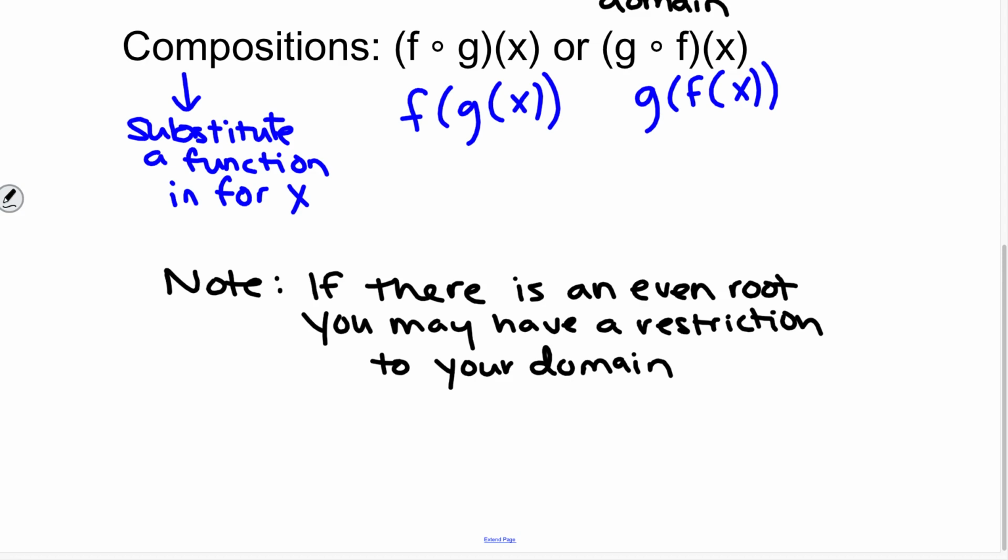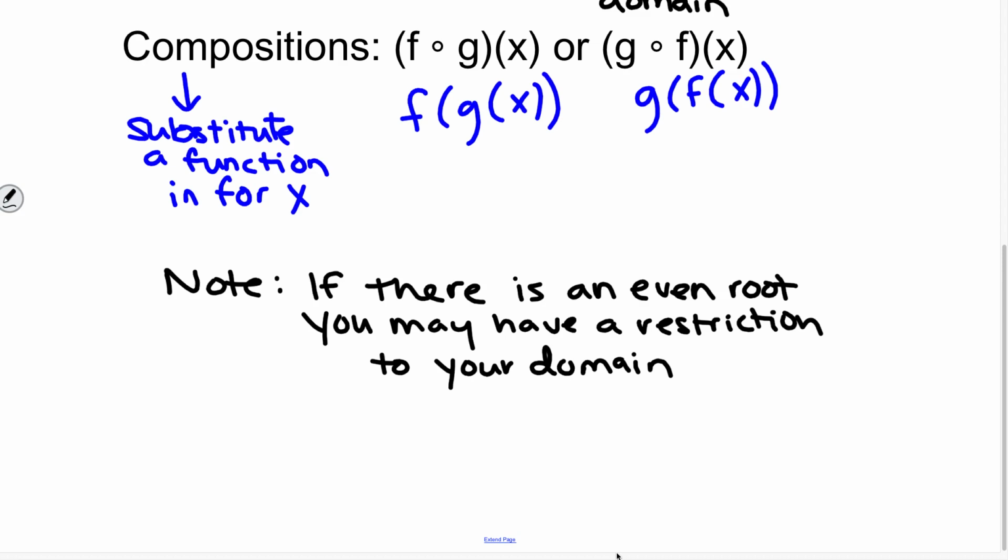Okay. So we saw in the example when we were using the one with x to the 1/2, that was a square root. So then we always had to say, if we ended up with x to the 1/2, that x had to be greater than or equal to 0. So if you have an even root, you might also have a restriction to your domain.